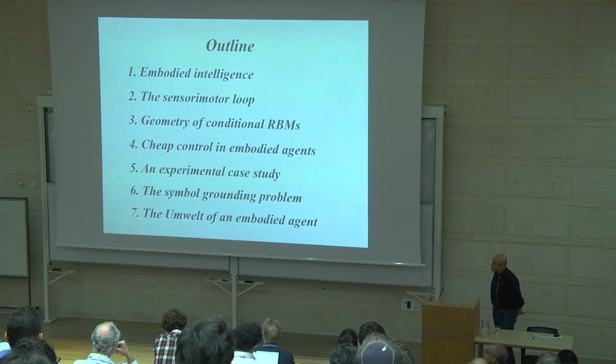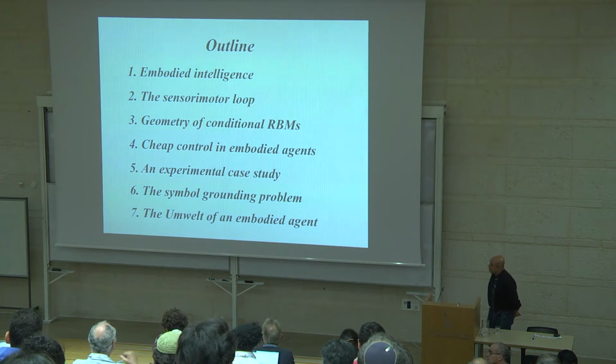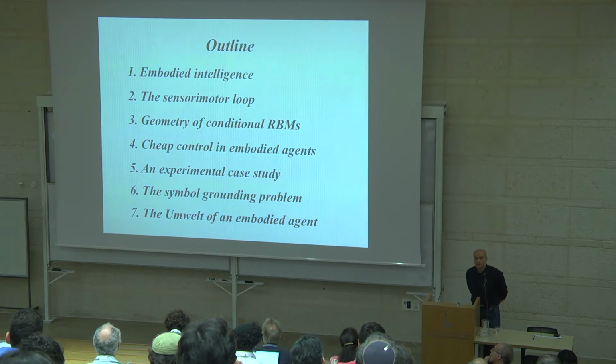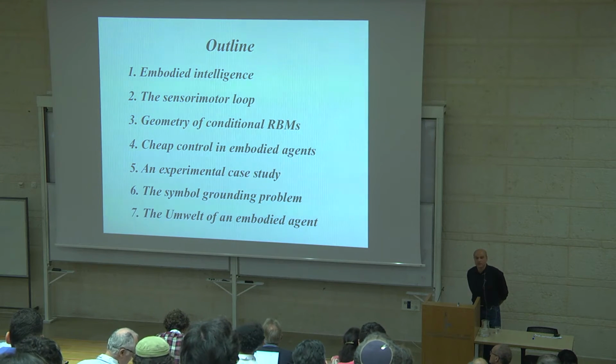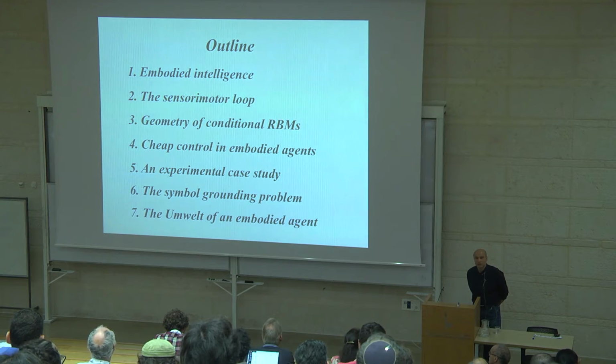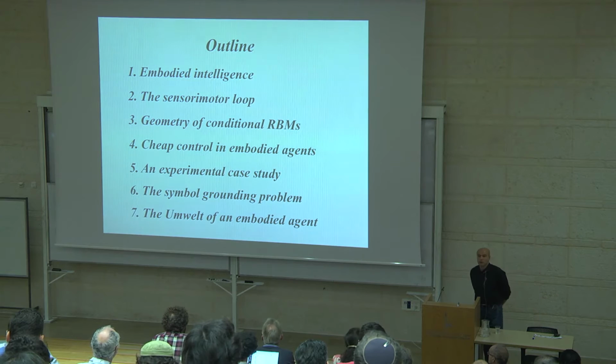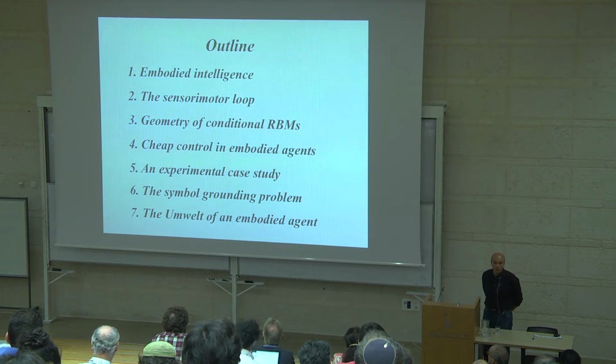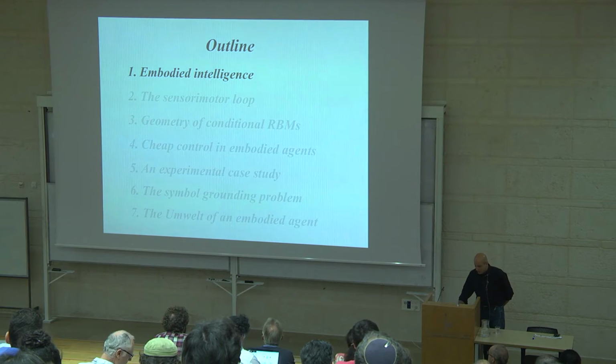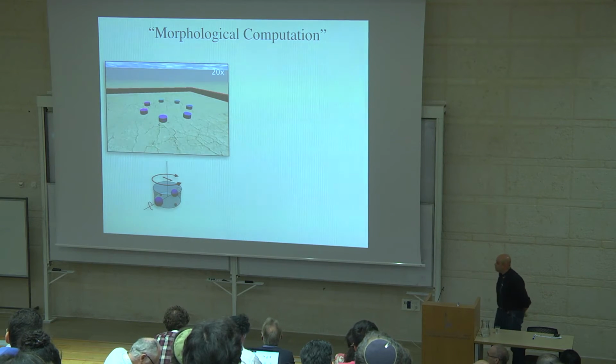Finally, if time allows, I will mention the symbol grounding problem within the field of embodied intelligence and its relation to Uexküll's Umwelt concept, and I will propose a mathematical approach to formalize that concept. So let me start with a simple motivation.